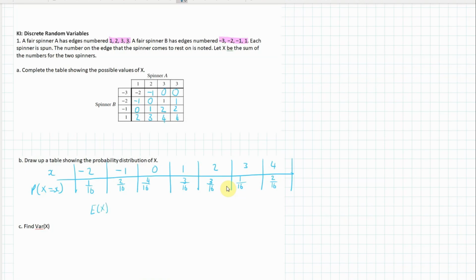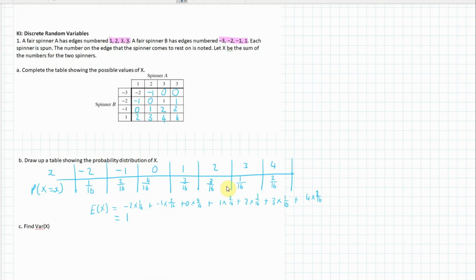Now, to find var x, we actually first need to find E(x). So I'm going to find E(x) here, and that's just going to be minus 2 times 1/16 plus minus 1 times 2/16 plus 0 times 4/16 plus 1 times 3/16 plus 2 times 3/16 plus 3 times 1/16 plus 4 times 2/16, and then we add that all together, and that will give us 1. I think it gives us 1.